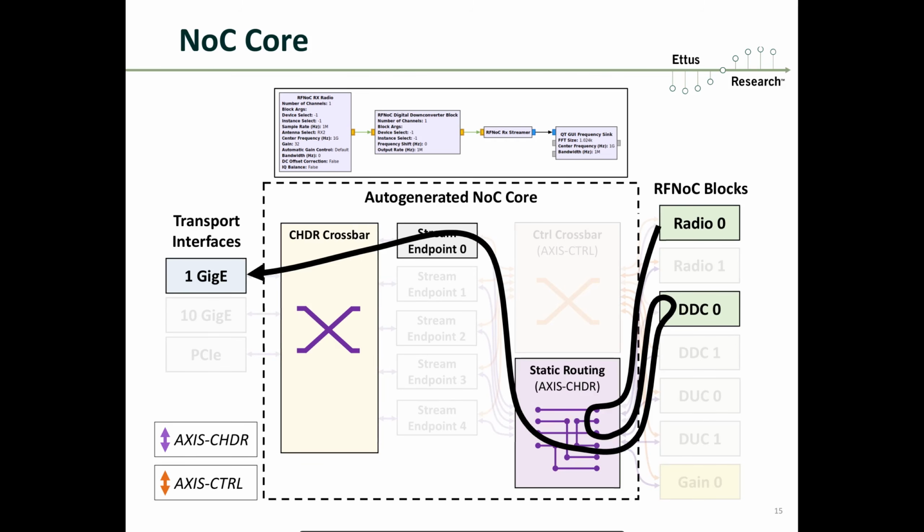This is what the data flow would look like. I'm just showing, say, data packets going through the NoC core and the various RFNoC blocks. So we start off in the radio at the top. It goes into the static routing, which then loops back here to go into the DDC, which then goes to the stream endpoint, out the transport interface, the 1 gigE, to the host.